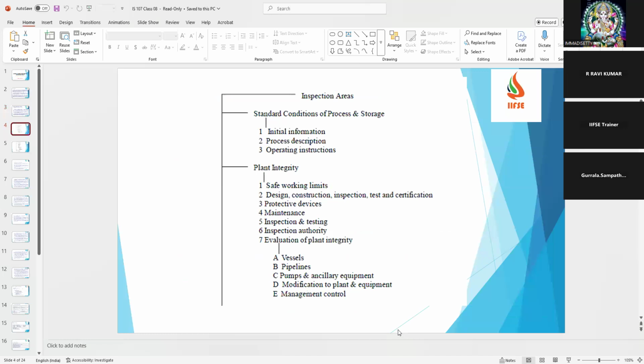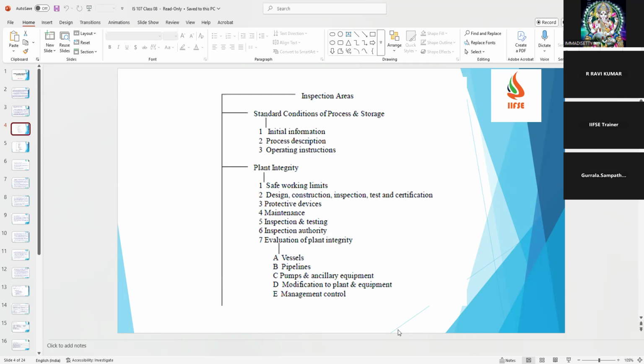Now we'll see what are the common inspection areas. These may vary. In the standard conditions of process and storage, initial information, process descriptions, and operating instructions, they should be familiar. Then for the plant integrity: when we say plant integrity, it gives the complete soundness of the plant. When I say soundness of the plant, it talks about all the safety standards and also instruments, process systems, operations, and control systems in the complete facility.